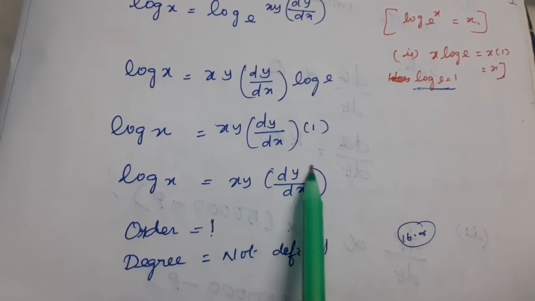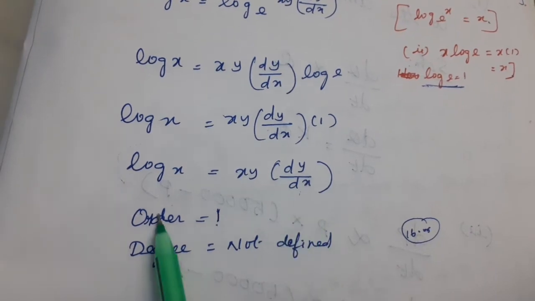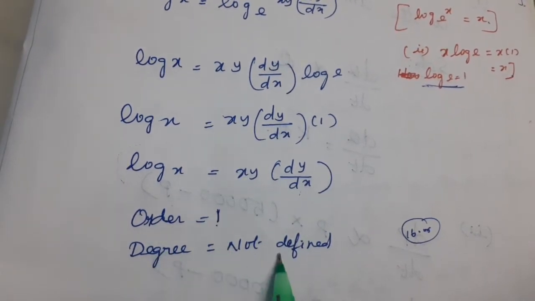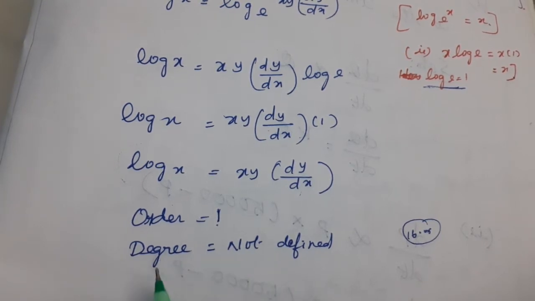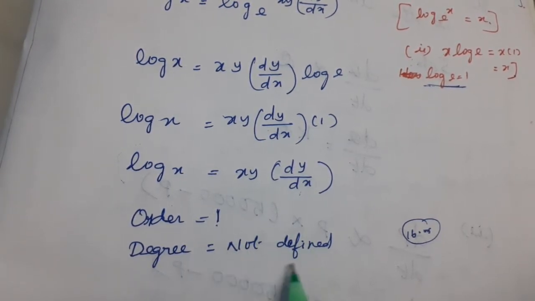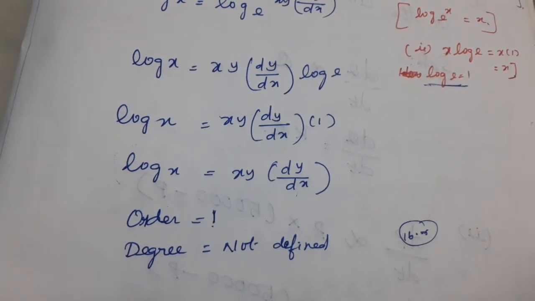What is this? This is the derivative, first order dy by dx. First order derivative. Order is 1. Degree is not defined. Whether it is trigonometry, sine, cos, or a logarithmic function, degree cannot be defined. Very simple basic result for this exercise.